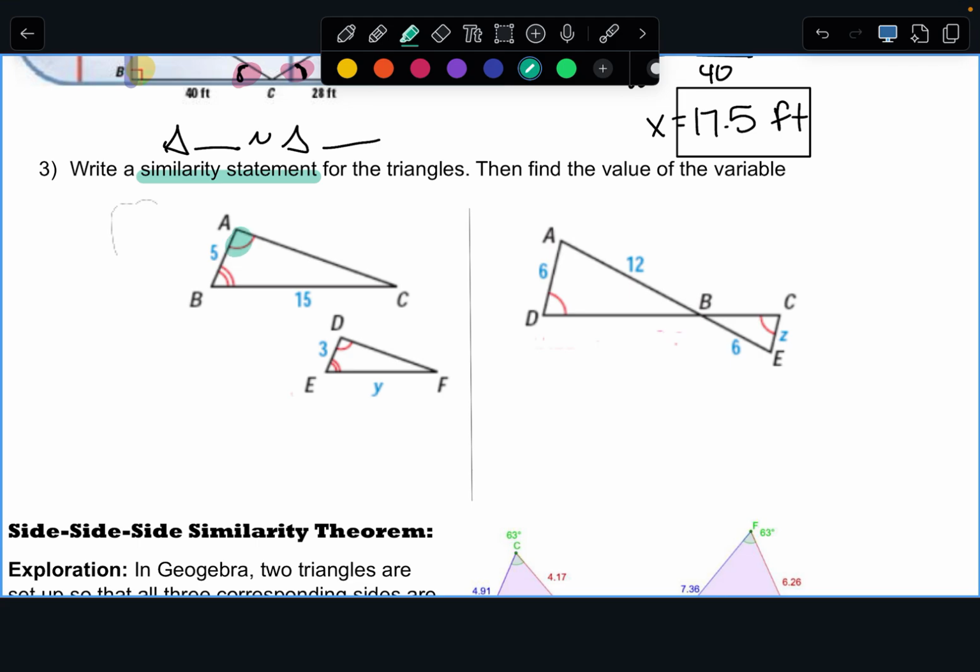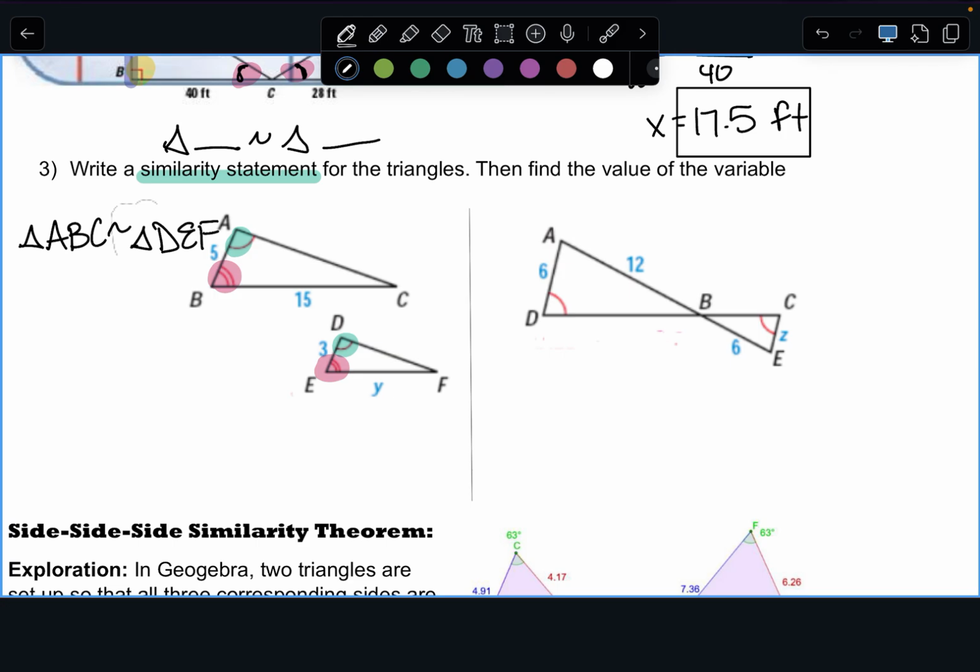So first, I'm looking for congruent angles. What's angle A congruent to? Angle D. So A goes with D. I'm just going to start setting up my similarity statement. A goes with D, so they're both listed first. Angle B is congruent to what? Angle E. So B and E can be listed second. And then my last one, C and F. So triangle ABC is similar to triangle DEF. That's my similarity statement.